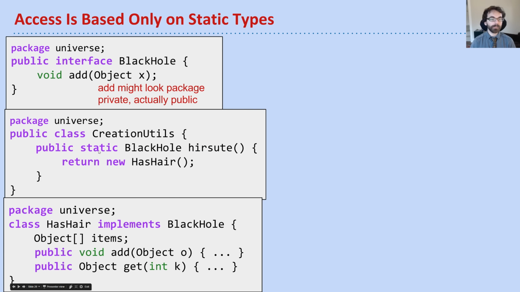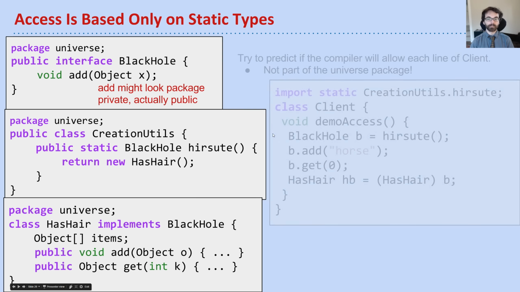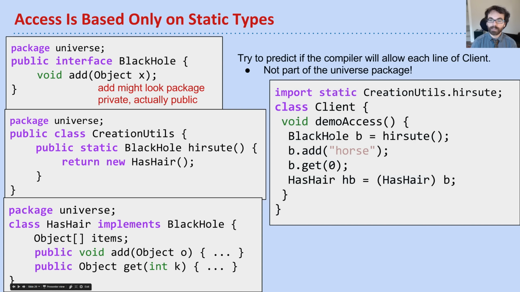Okay. And now let's imagine that we have in the same package a class called creationUtils, and it has a heresuit method that will return a black hole, that is something of this type, and it returns in this case a new hasHair. All right, so now imagine you are a client and you would like to use the creationUtils class, and you in particular have imported it using the import static keyword from an earlier lecture. It basically just means put this in the namespace so that whenever you say heresuit, we're referring to creationUtils.heresuit. In this case, we are going to create a black hole b equals heresuit. We'll try to add a horse, we'll try and get back 0, and then we'll try and cast our black hole to a hasHair. So your difficult challenge now is to decide, do you think the compiler will be okay with this? I'll spoil it in a moment, and I'll just note that this is not part of the universe package. This is in the default package, and so take it from there.